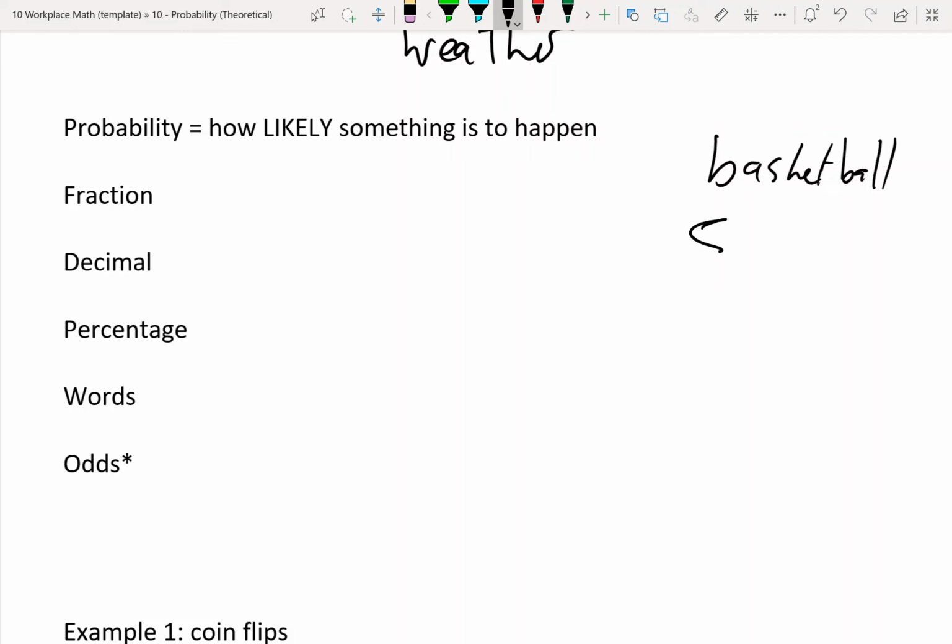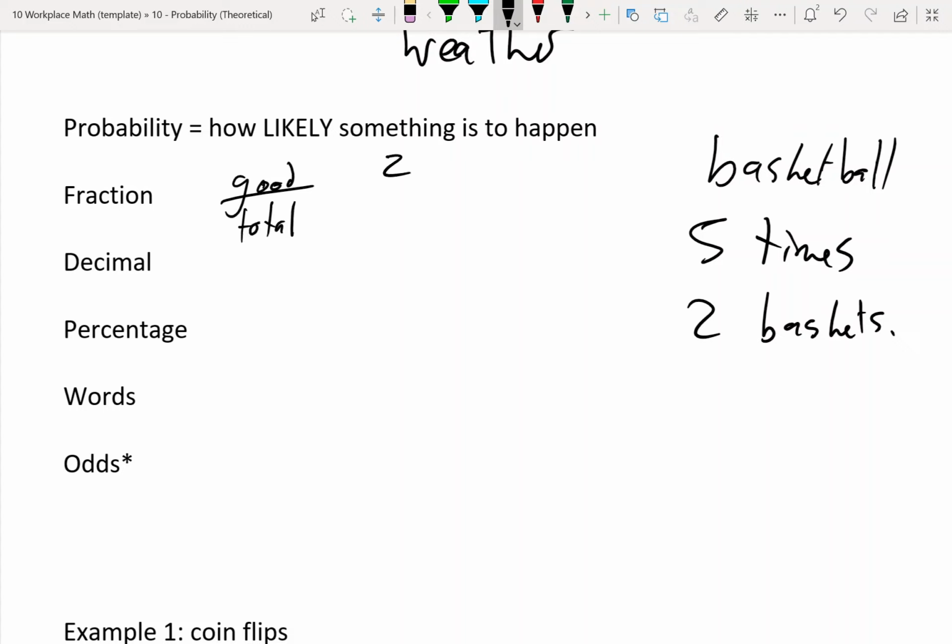Let's say that I shot 5 times and I got 2 baskets. The way that we express probability is good outcomes divided by total. So in this case, we got 2 baskets out of 5 total. That's the probability. So we wrote it as a fraction, but honestly, we don't really like using fractions because they're a little bit hard to understand when we're talking about stuff in general. So we need to turn this into a decimal. To turn it into a decimal, we just divide, because that's what the fraction means. So 2 divided by 5 is 0.4.